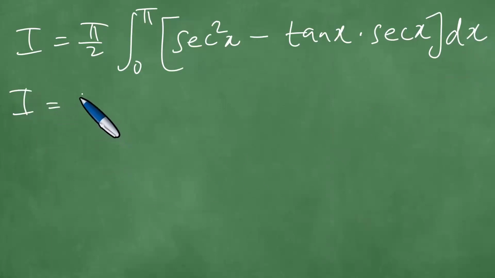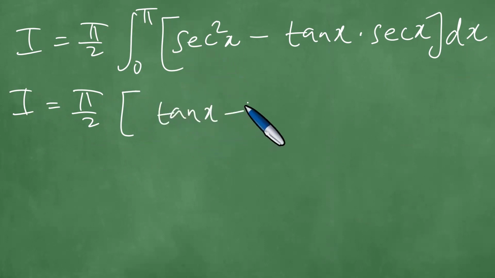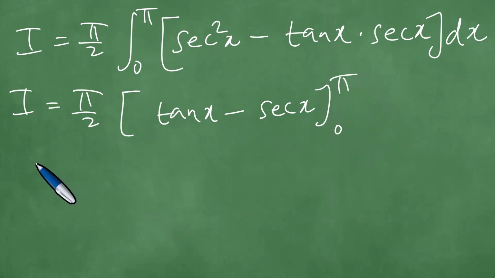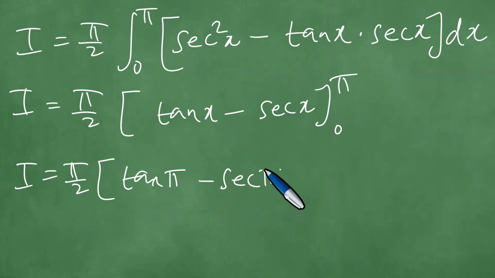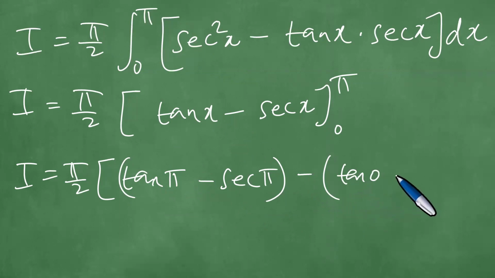And this is then what? It's pi over 2. Now we perform integration. The integral of secant squared x is tangent x, and the integral of tangent x secant x is the secant of x. So now this is pi over 2 times, substituting the limits of integration, the tangent of pi minus the secant of pi, minus the tangent of 0 minus the secant of 0.